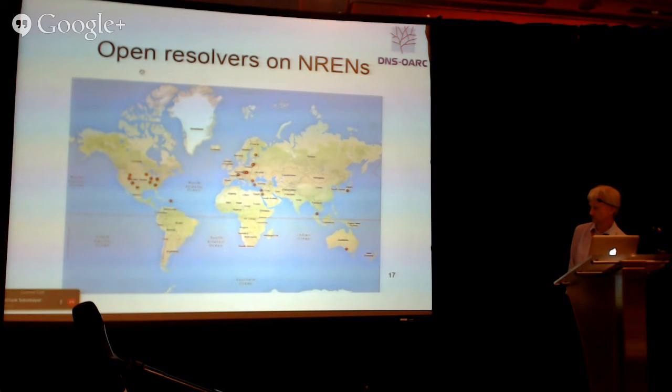So I decided to find out, from the data set that I already had for looking for global AS112 nodes, how many clients are on the NRENs. And you look at this map on slide 17 of open resolvers, and you find, oh, it's not much. That's pretty good, isn't it? Next slide.